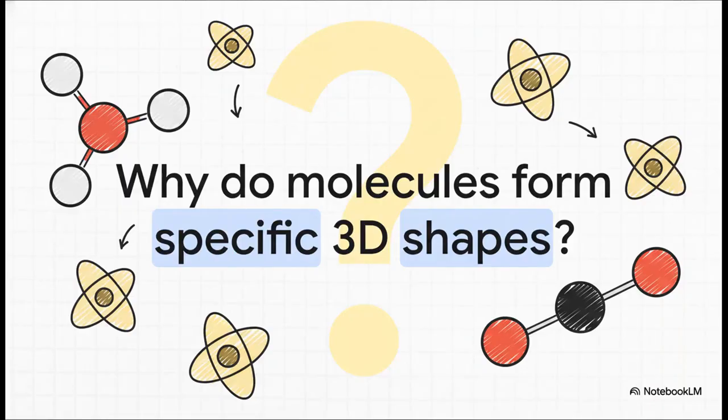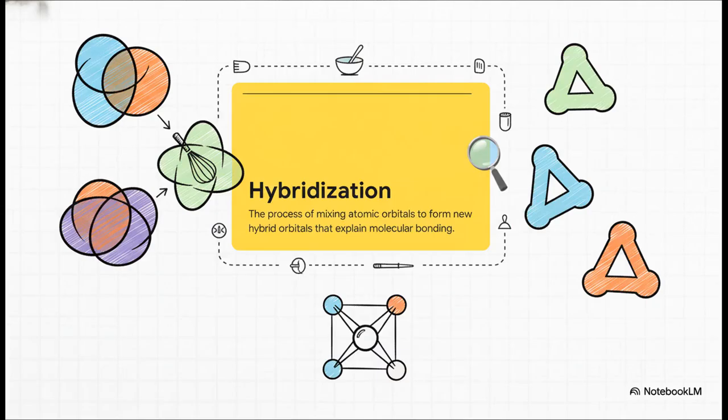So let's start with the big question here. Why don't atoms just clump together randomly? Why is it that a water molecule is always bent, but carbon dioxide is always perfectly straight? It's a great question, and it's exactly the mystery we're going to solve today. And here's the answer. It's this really elegant concept called hybridization.